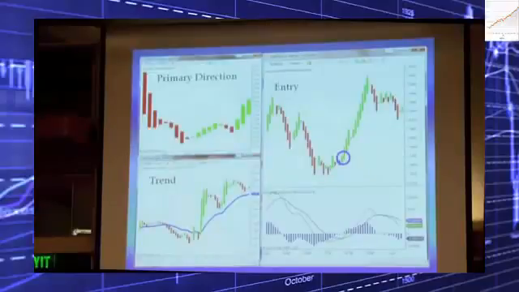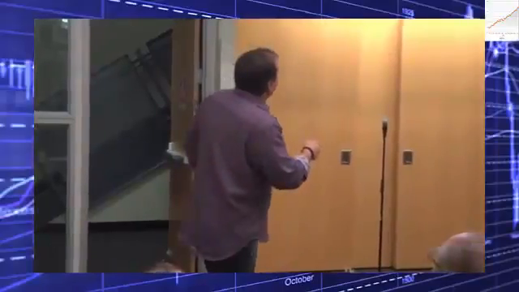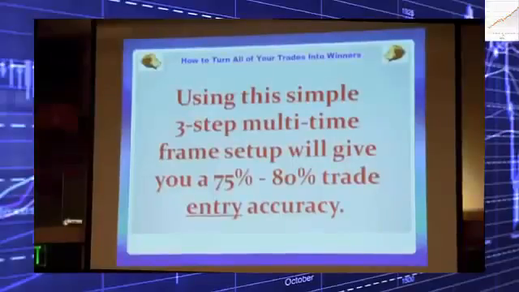That's the entry confirmed. When you use this simple setup, you will have 75 to 80% trade entry accuracy. You will always make money when you pick the right direction.